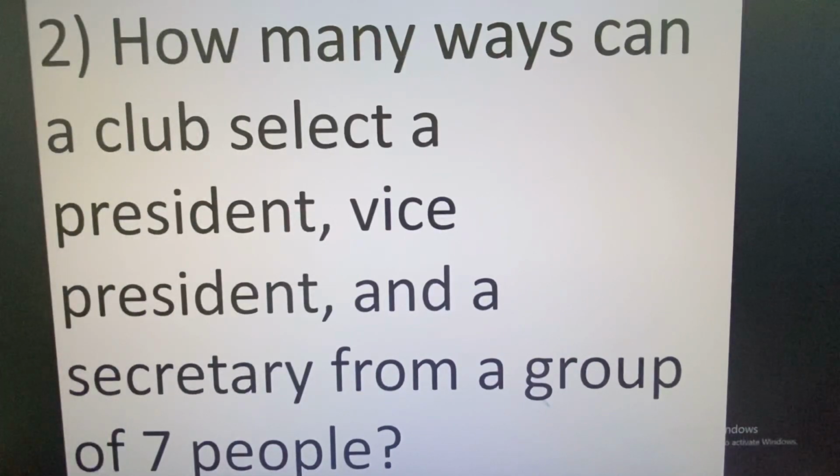How many ways can a club select a president, vice president, and secretary from a group of 7 people? So look at the question. So the order matters here. So we are going to use permutation. So here's the solution and answer.